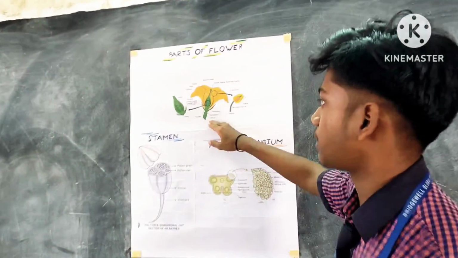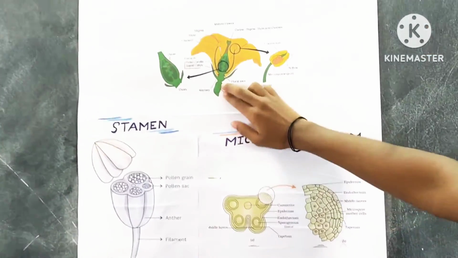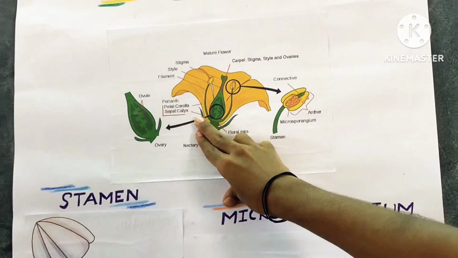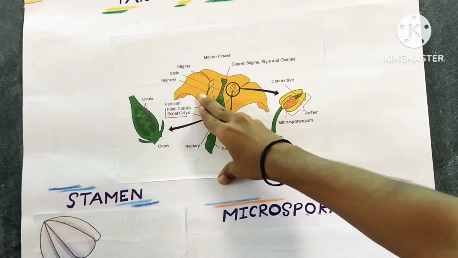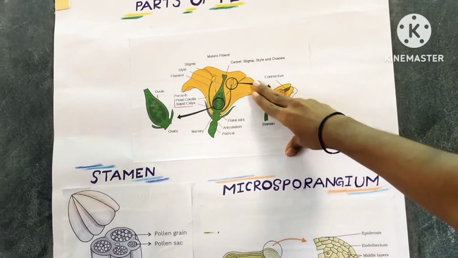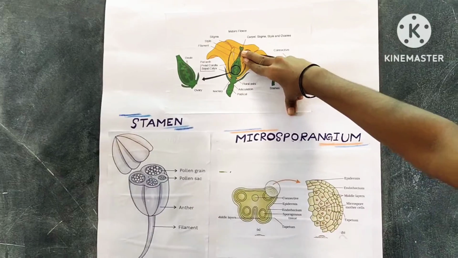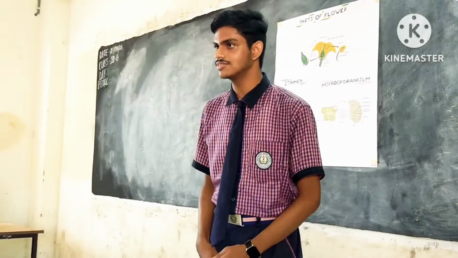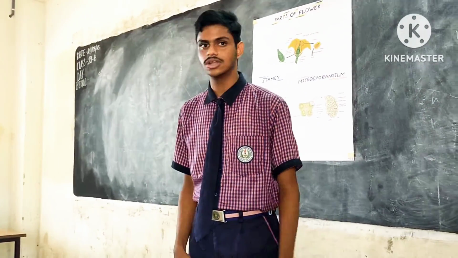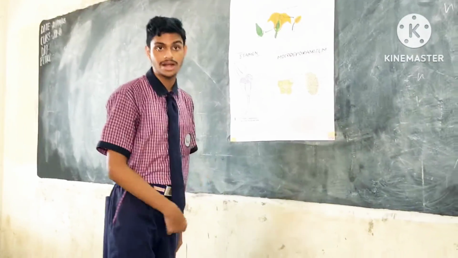Coming to the flower, there are many parts. So from the start, you can see here, this is the calyx, this is the corolla, and here, this is the male part of the flower, and this is the female part of the flower. These represent the reproductive parts of the plant.